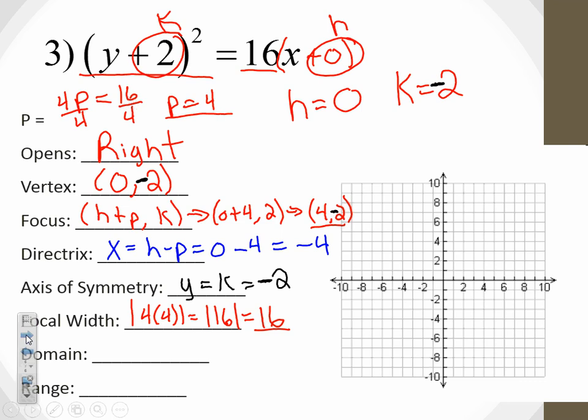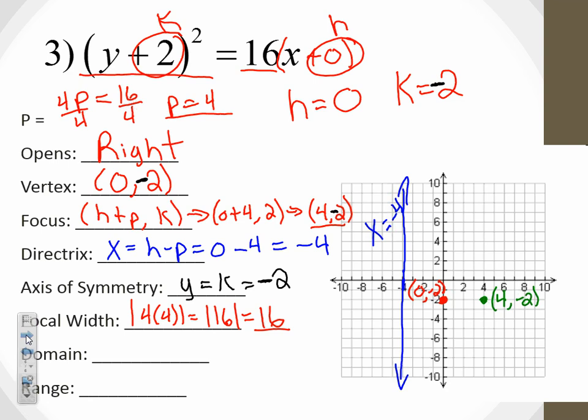Alright, let's graph this up. Sorry about the mistake earlier, you guys. So we're at (0, -2). So we're going to be right here. Make sure we label that. So I have (0, -2). And then my focus is (4, -2). There's my focal point. Then my directrix is my line at x equals -4. So go over to -4 on my x-axis. Draw my straight line, x equals -4.